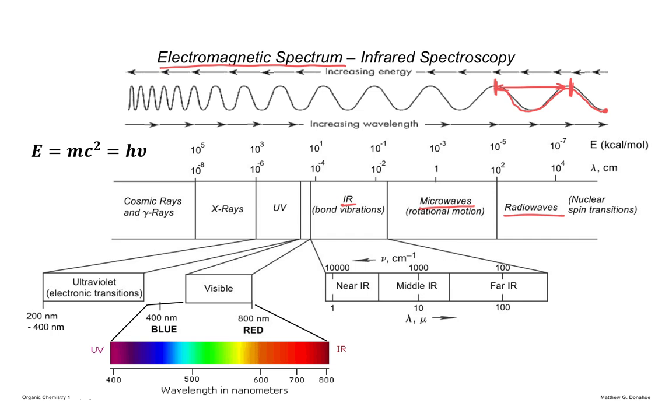And right here in this little bit, that's expanded down to here, that's the visible region. That's what we see. We perceive color as humans. In organic chemistry 2, we'll go more in depth about how things get color and how we perceive them. Beyond that is UV, ultraviolet.